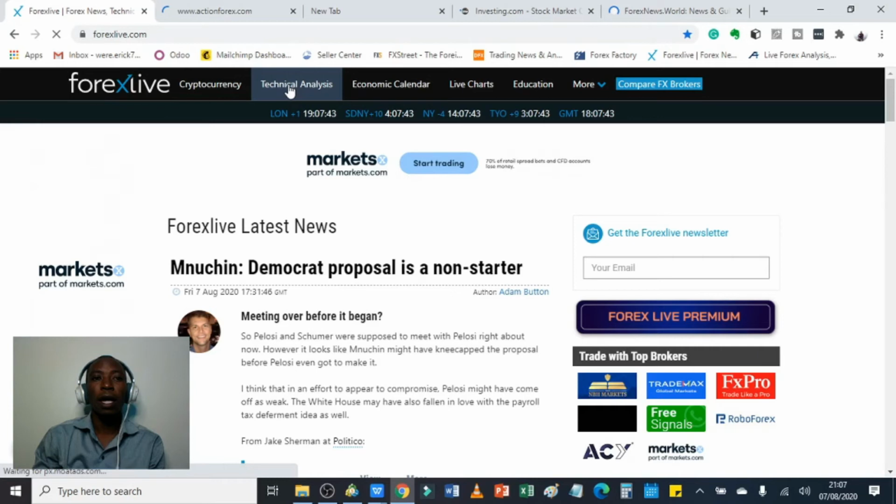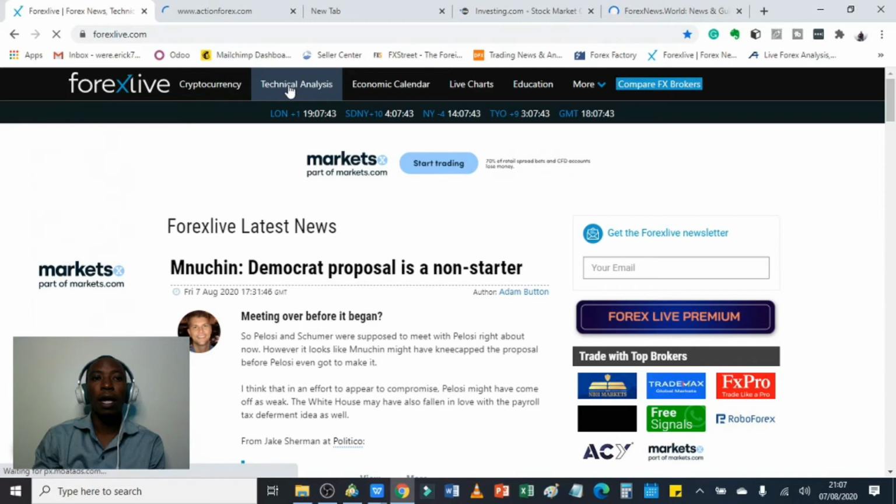Checking out this news is very important, and the good thing with these websites, apart from giving you fundamental analysis, you can also be able to get technical analysis ideas from fellow traders. And then we have the economic calendar, live charts, education, that is the reference materials, and much more. That is about Forex Live.